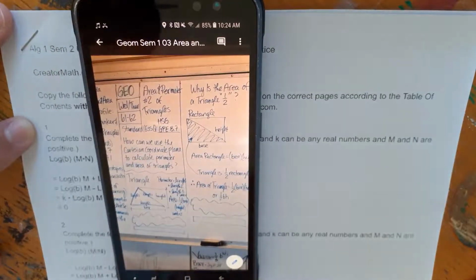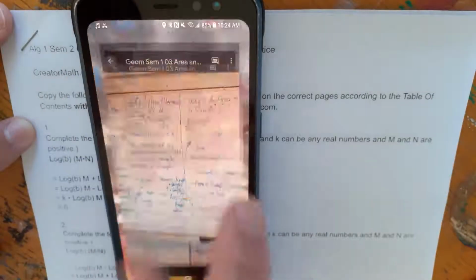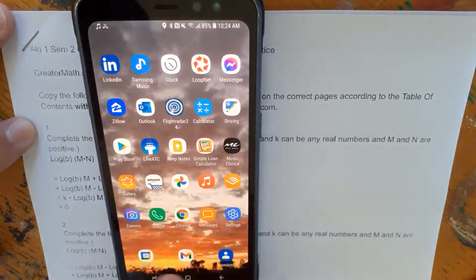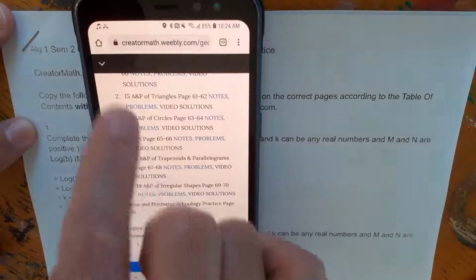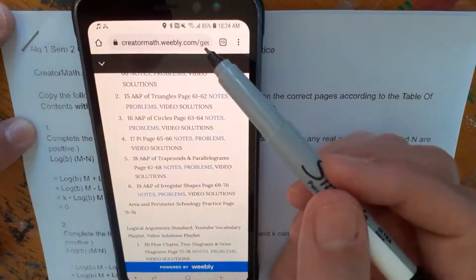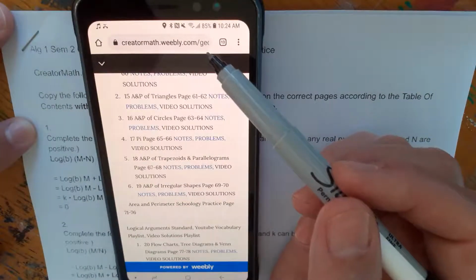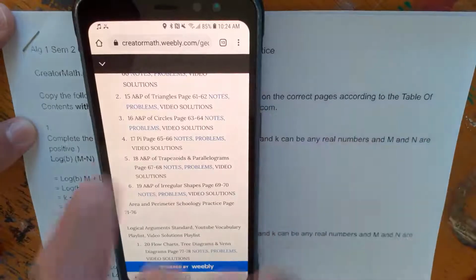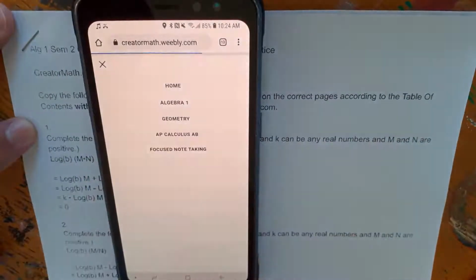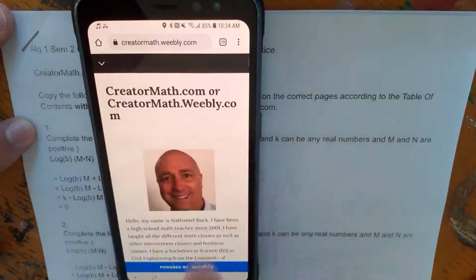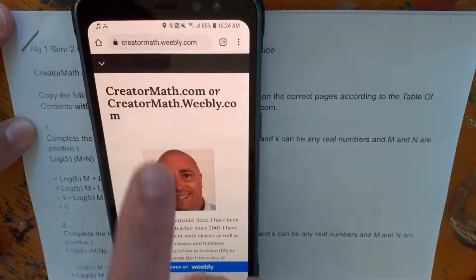So let's go here and let's go back. Okay, maybe not. There we go. So here's where you're headed. CreatorMath.weebly.com. Type that into Google. You should be able to find the website. Here's what the home page looks like. All of the composition book stuff is on this homepage.